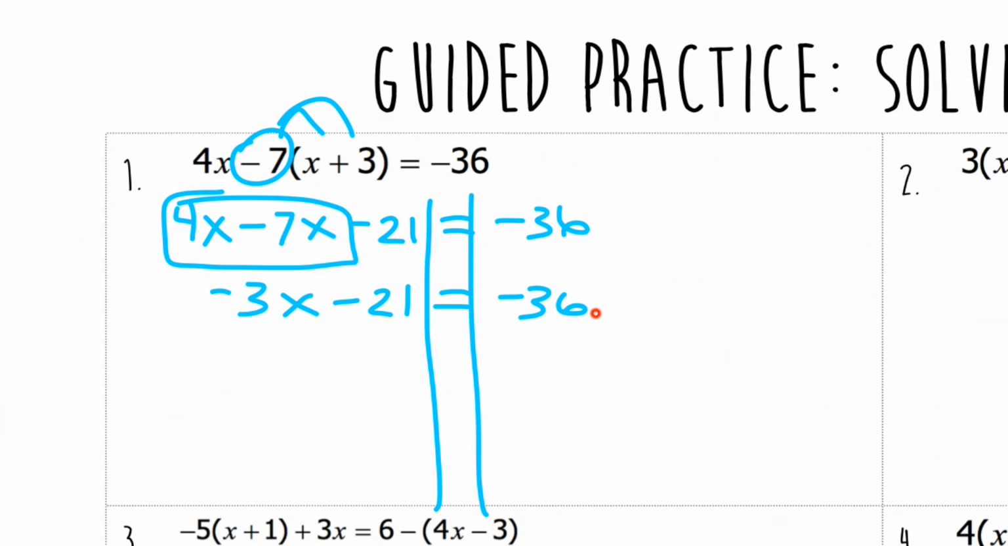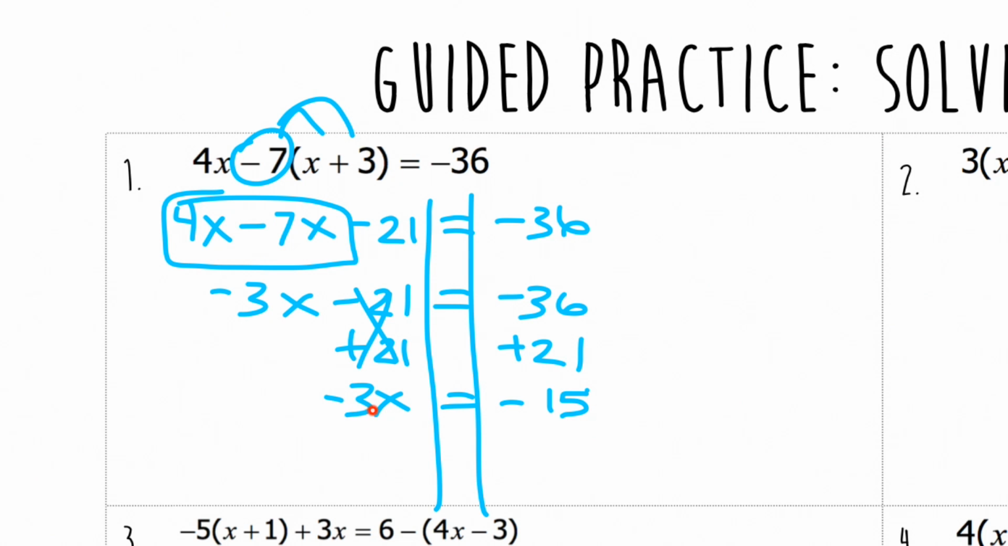I don't have any variables on this side, so I just need to work on getting this variable by itself. So I need to get rid of this minus 21. We need to do the opposite. The opposite of subtract is add, so I need to add 21 to both sides. We get -3x equals, and over here I have 36 negatives and 21 positives. So I know this is actually going to be a negative 15.